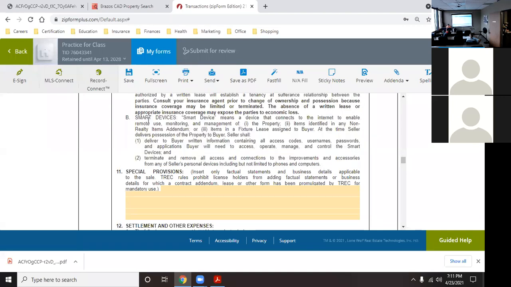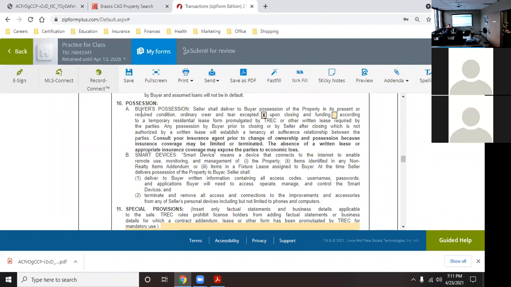So this is fun. Smart devices. So not only are you getting possession of the home, you are getting possession of the smart devices of the property. Now, what that means is that it's not saying that if you have a Ring doorbell that has to stay with the property now forever. What this is saying is that there is anything on the property that is for a specific purpose.